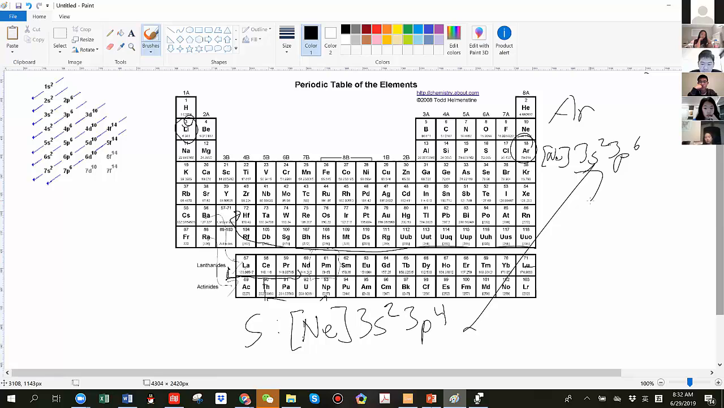So we need to add 2 electrons. So then that means that the ion we're left with is S2 minus, so the sulfide ion.